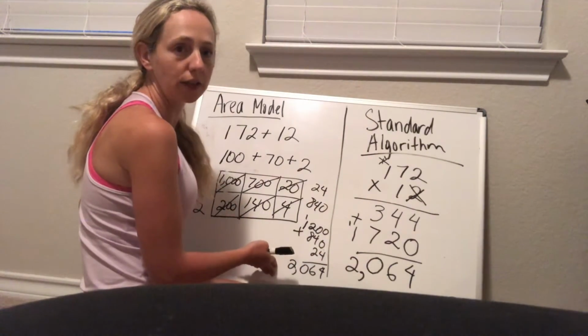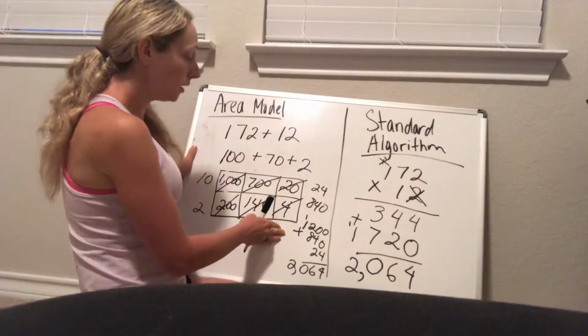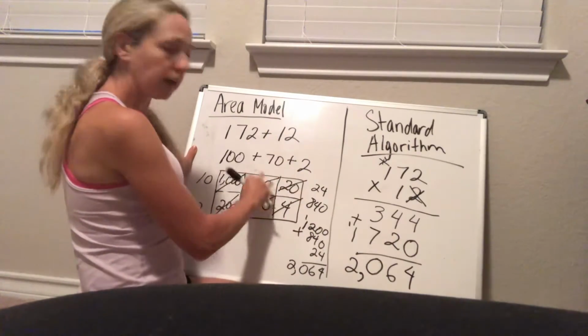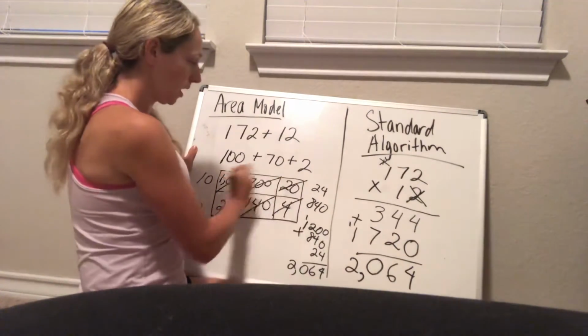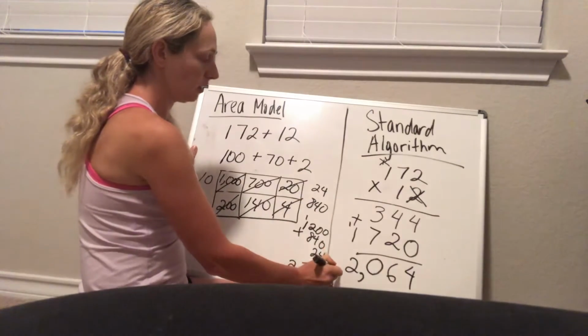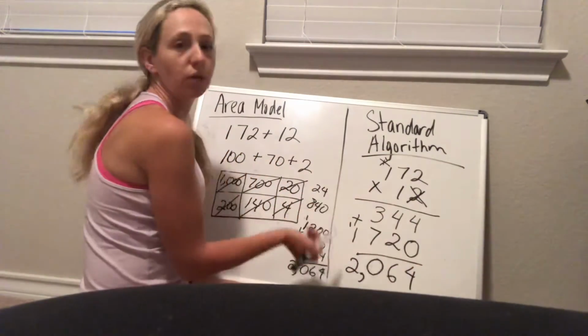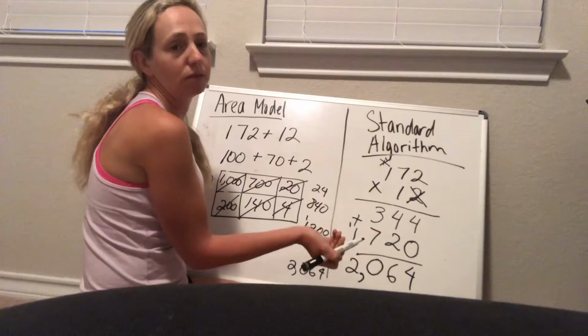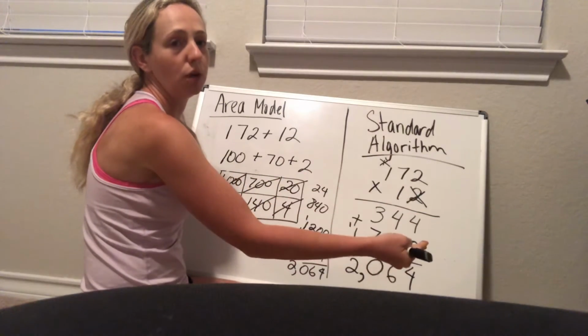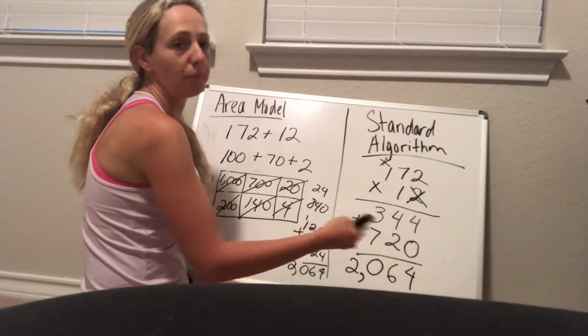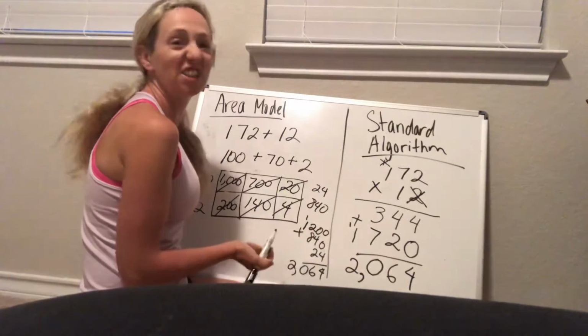Essentially, we're still finding the area, which is the inside of the rectangle. But now we are just doing it in a different way, which is the standard algorithm and the way that we're trying to get to as students get fluent with their multiplication.